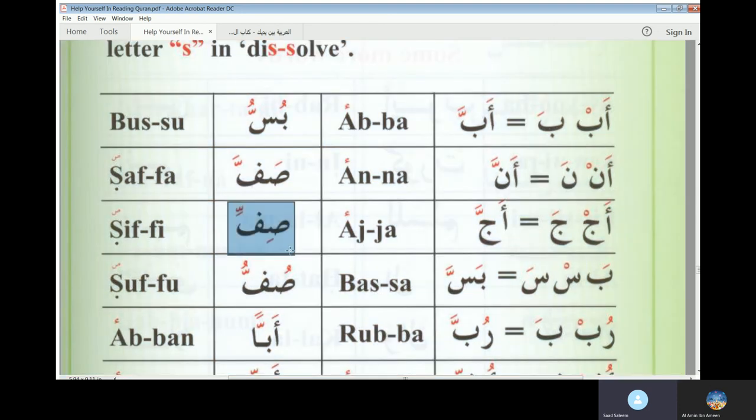How many fa are present in this word? Two. What is the symbol on first fa? Sukoon. The symbol on first fa is sukoon. And second fa? Kasra.